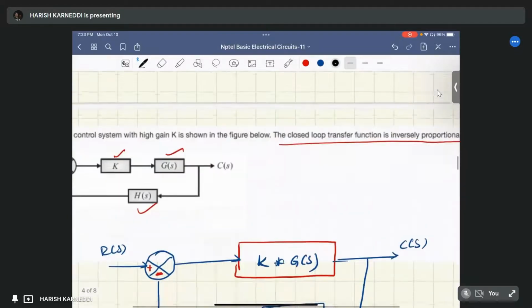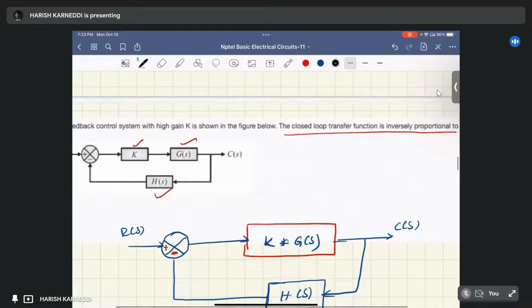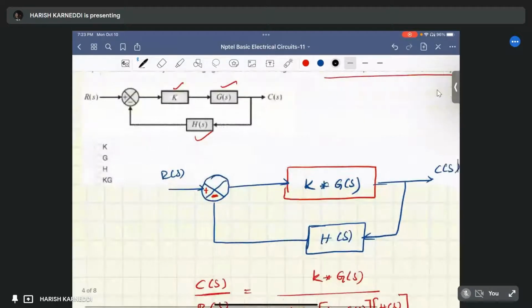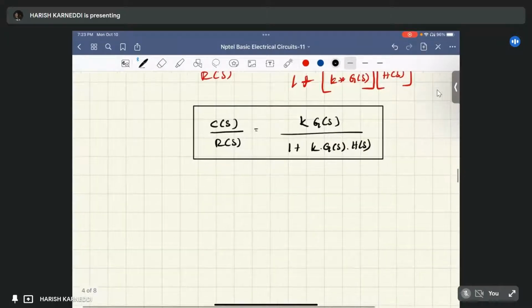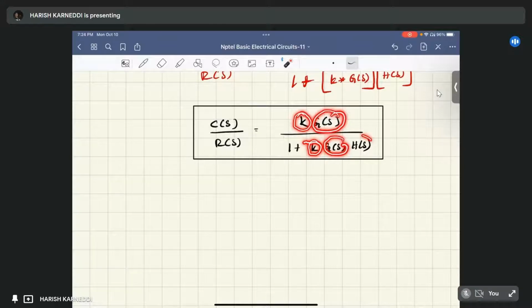The question is, the closed loop transfer function is inversely proportional to which of the following terms: K, G, H or KG? If you consider K, the K is in the numerator and the denominator. It means we cannot directly say that K is proportional or inversely proportional. Similarly, G of S is also in the same position. And if you consider the H of S term, it is only in the denominator.